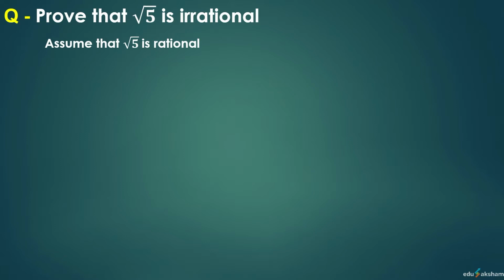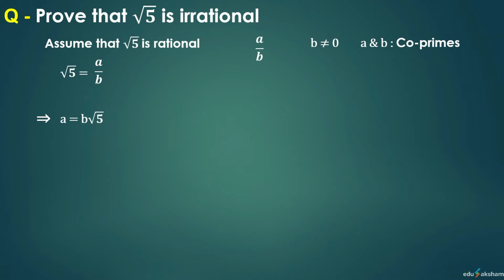A rational number can be represented as a by b, where b is not equal to 0 and a and b are co-prime numbers. Since root 5 is a rational number according to our assumption, root 5 will be equal to a by b, where b is not equal to 0 and a and b are co-prime numbers. This can be further written as a equals b root 5. Squaring both sides of the equation, we will get a square equals 5b square. We can take this as equation number 1.